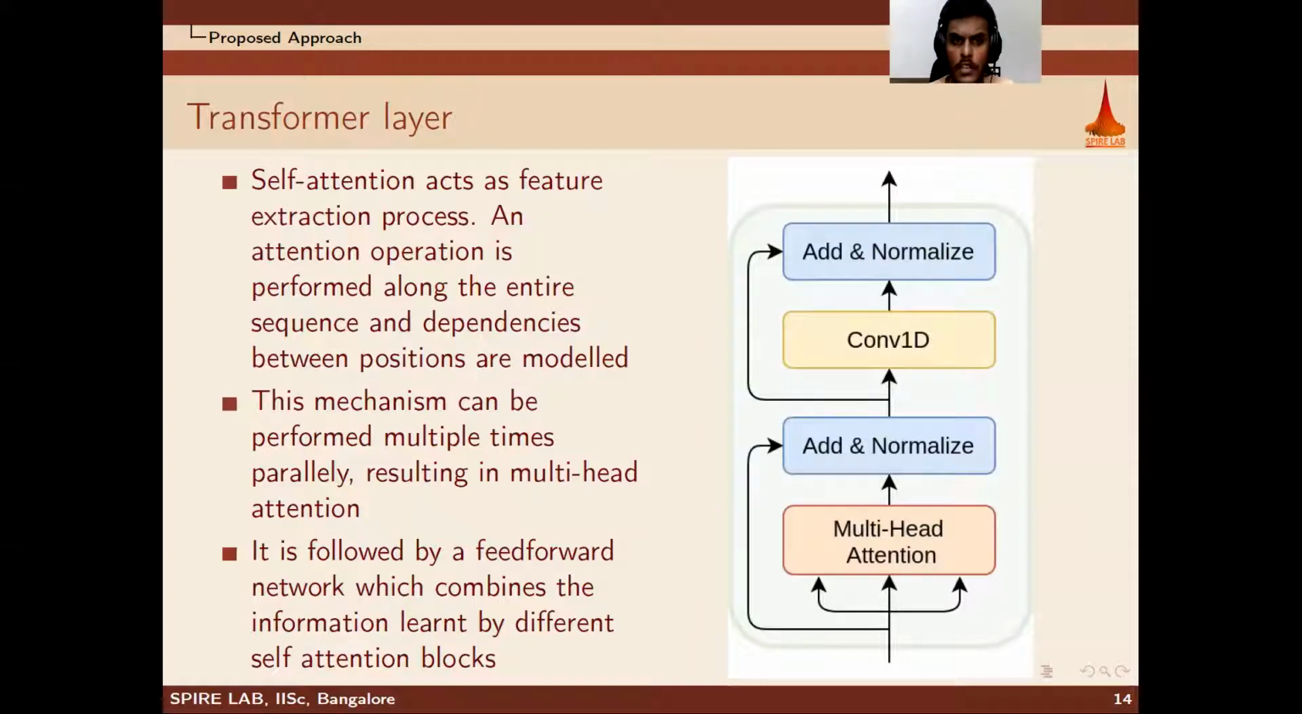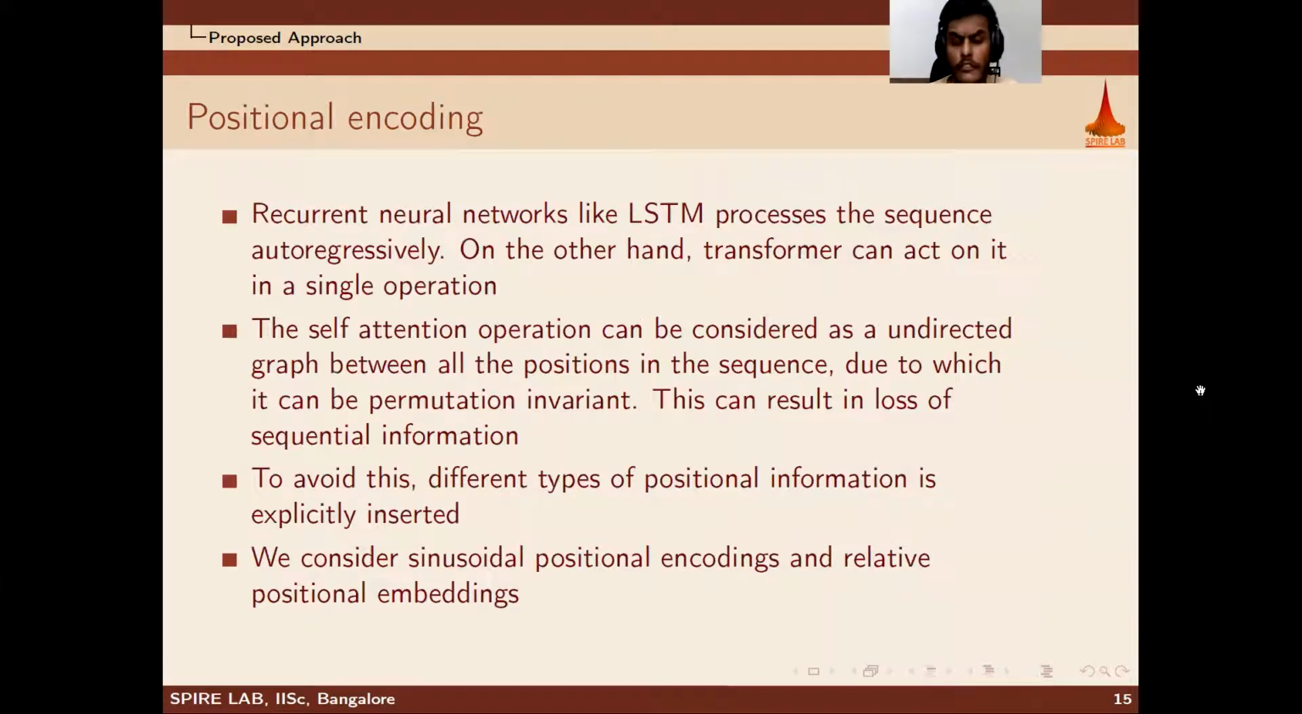Now, these operations constitute a single transformer layer. We can stack many such layers sequentially, which will form a feed-forward transformer. Now, this feed-forward transformer will be the representation block in our encoder and decoder. The main difference between an LSTM and the transformer is that LSTM processes a sequence autoregressively, whereas the transformer can act on it in a single operation, that is the self-attention.